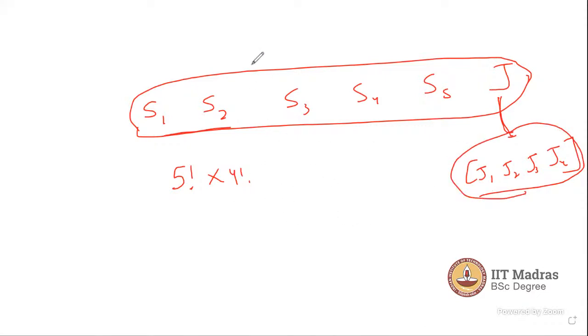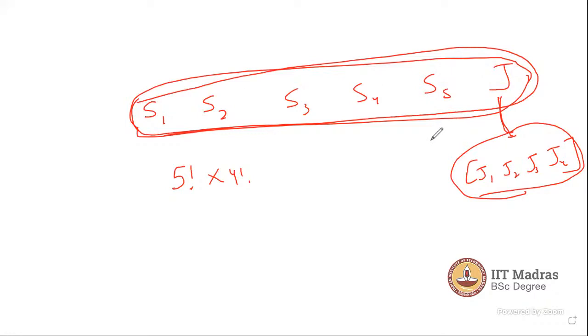Sir, is it not possible that the cases when the juniors are seated in 3 and 4, 4 and 5, 2 and 3, and S1 and S2, then the cases are the same? Suppose J2 is sitting with S2 on the left of S2. That's why we did 4 factorial for that.